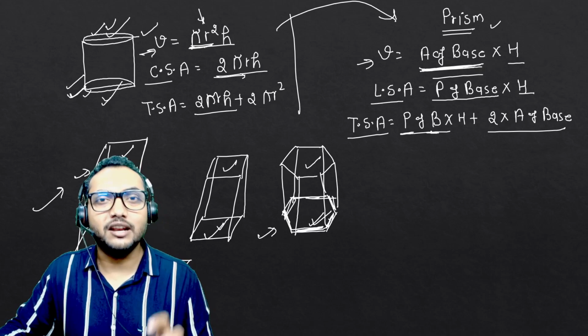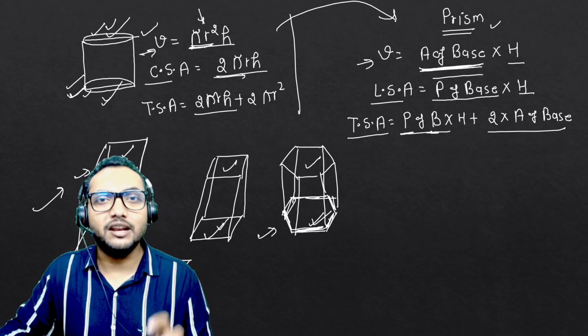Now 6436, so under root of 6436 is approximately 80 square. That means under root of 6436 is going to be approximately 80. So B is the correct answer for this question. I hope this is also clear.